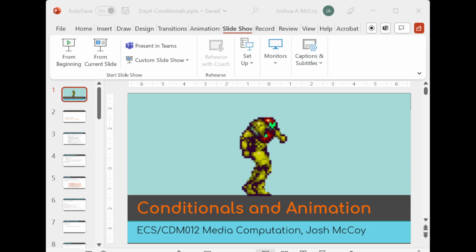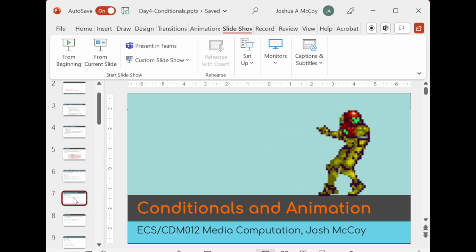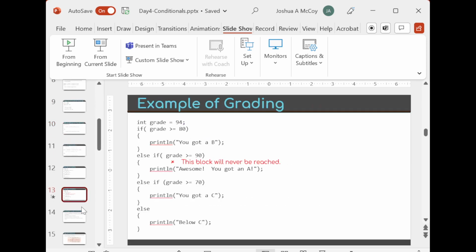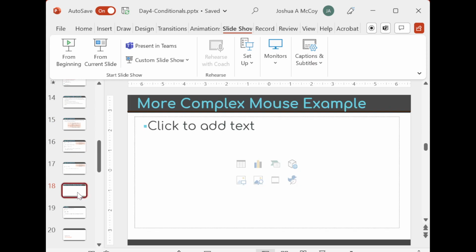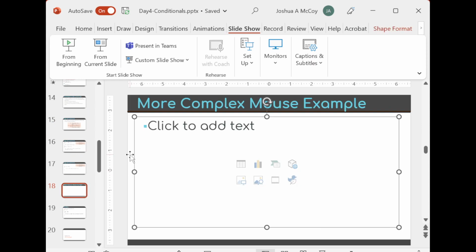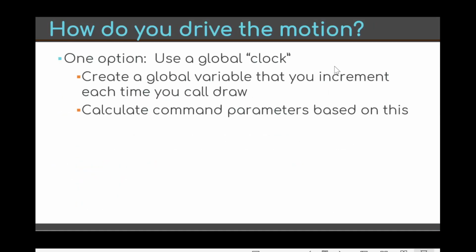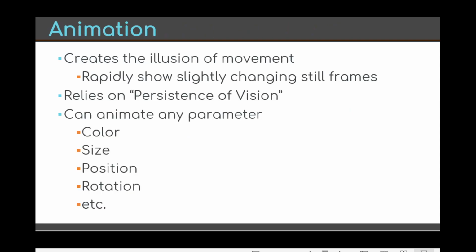Whoops, I popped out of this one moment. Where did we get to? We got to all the way down here. All right. So what we did is we were changing the corner radius, which is also something you can animate.